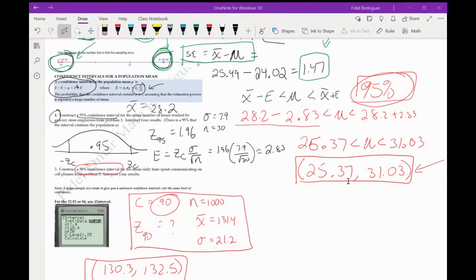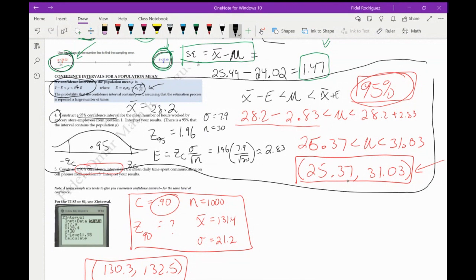The reason why I showed you guys this process is not to make life hard, but just so that we have an understanding of what it is we're actually doing. But the calculator will do a lot of that computation for me.